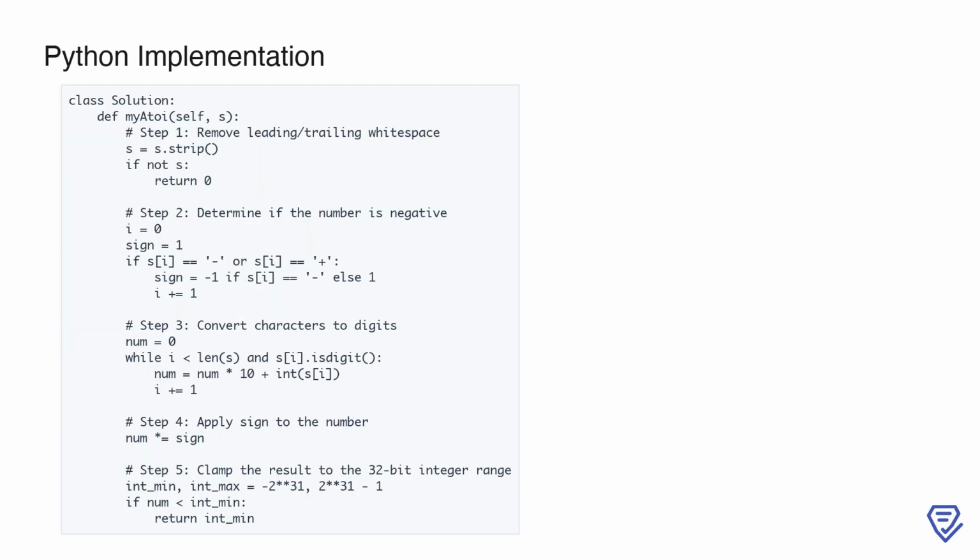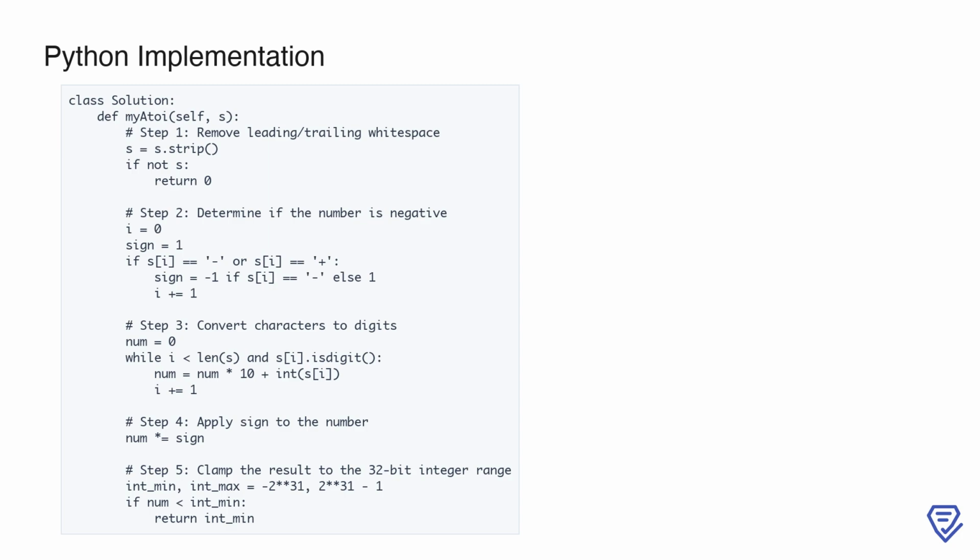Here, we begin by defining the myAtoi function inside a class named Solution. The first step is to handle any leading or trailing whitespace in the input string s using the strip method. This ensures that the string is clean before we proceed. If the resulting string is empty, we return 0 immediately, as there would be no valid number to process.